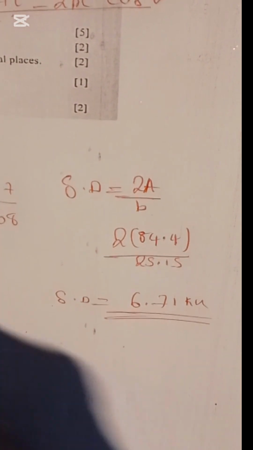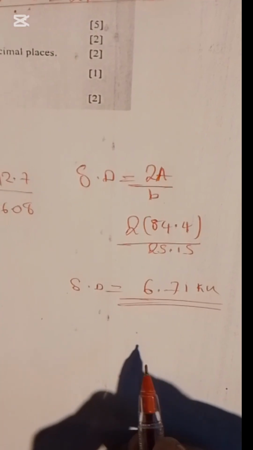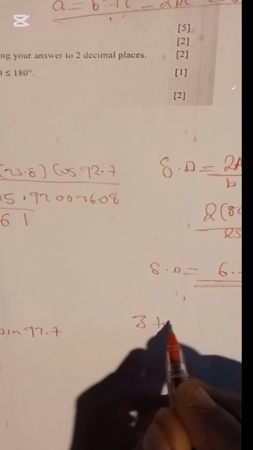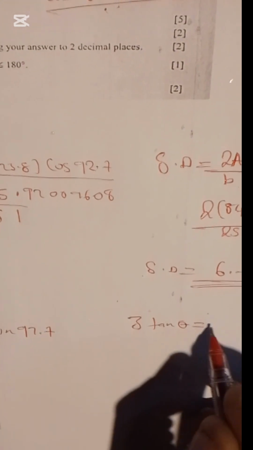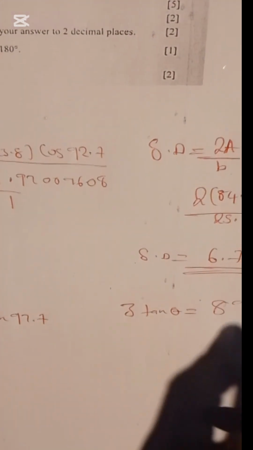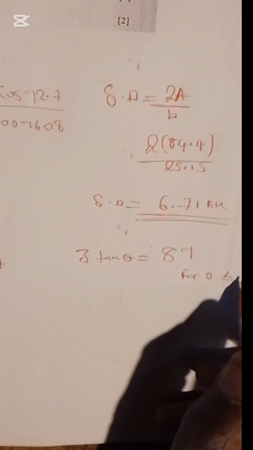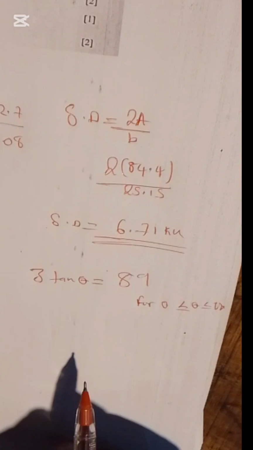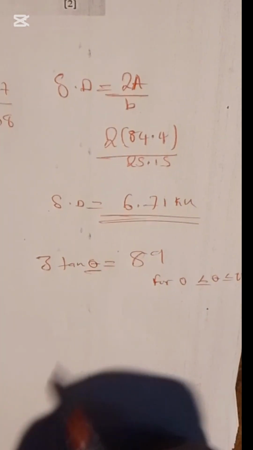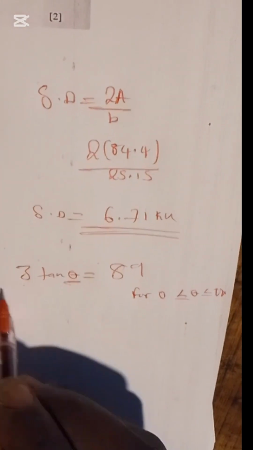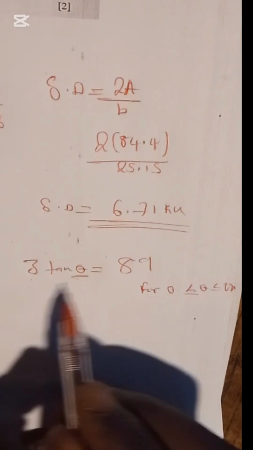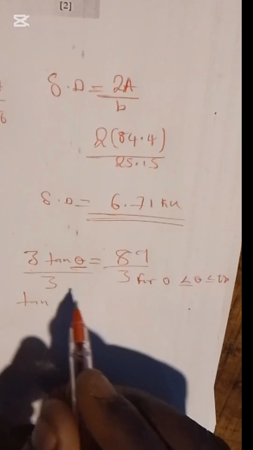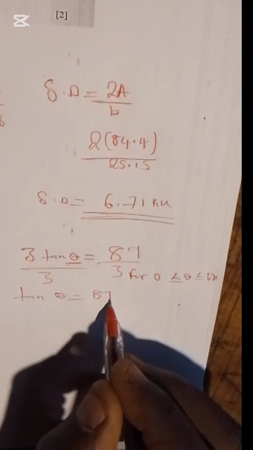I will not do simplify, but I'll do the aspect of the trigonometric equation. So they want us to solve 3 tan theta equals 89, for 0 less than theta less than or equal to 180. In this case, note that when you're solving a trigonometric equation, you are finding theta. But if there is a number that has been put before, you divide that number on both sides of the equation first. So we'll say divided by 3, divided by 3. So it will be tan theta equals 89 over 3.